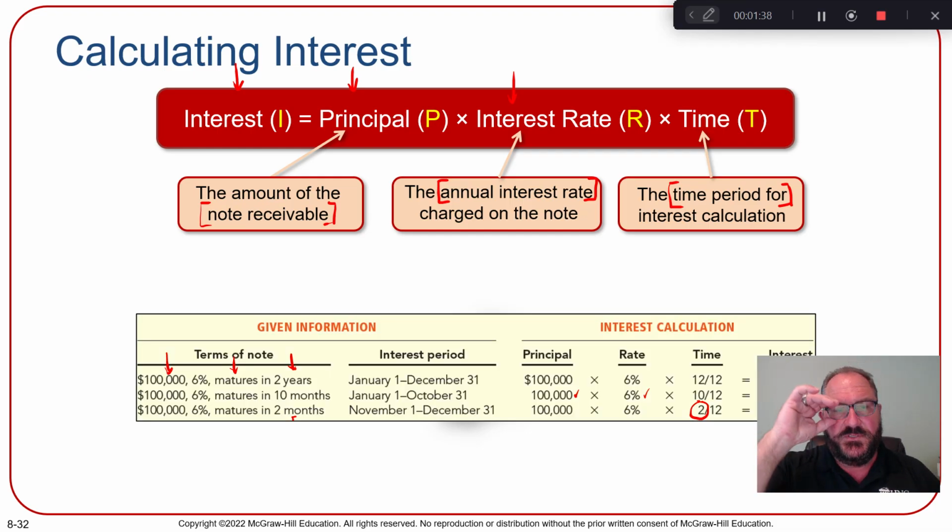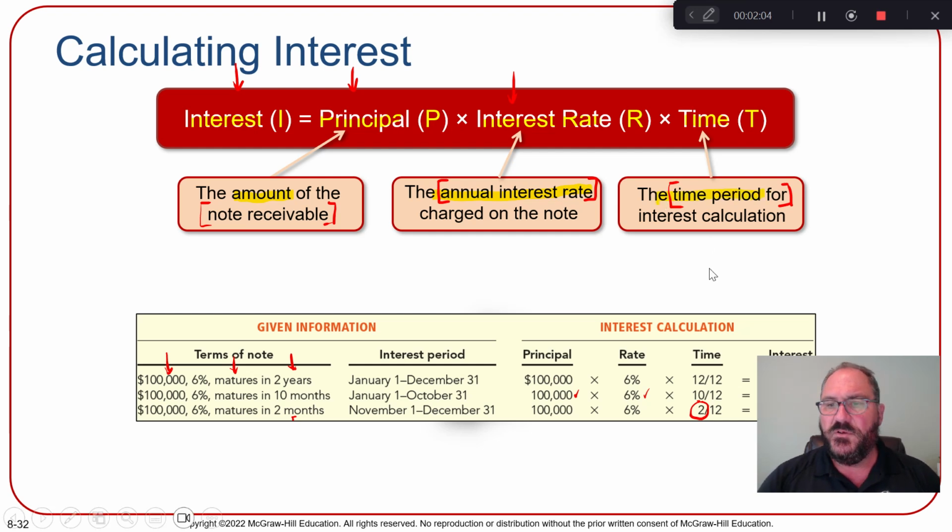So to do this, it's actually a simple formula. You guys probably learned this way back, I don't know, 4th grade or something. To calculate interest, you calculate the principal times the interest rate times the amount of time. So the principal is the amount, and the interest rate is the annual interest rate. And then the time period is for how long.